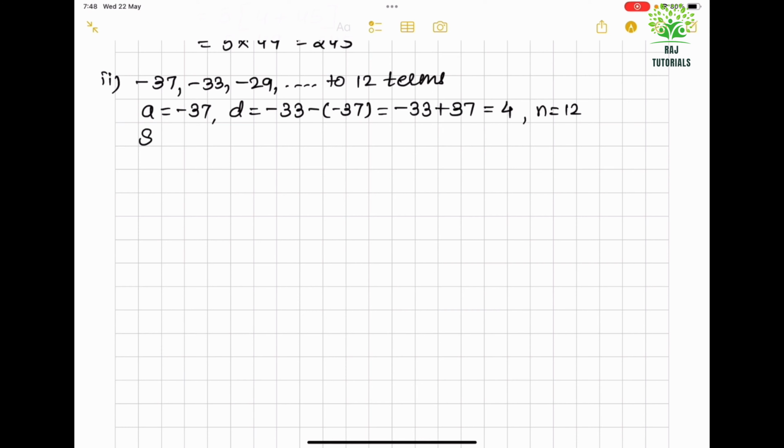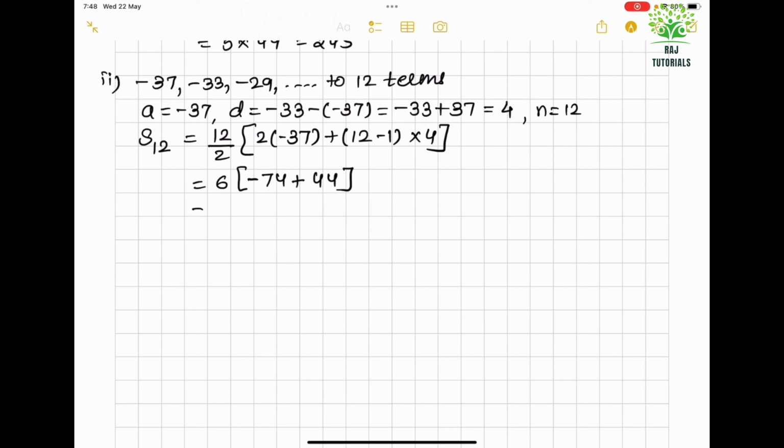So S12 will be 12 by 2 into 2 into minus 37 plus 12 minus 1 into 4. That will be 12 divided by 2 will be 6. 2 into 37 and minus. So minus 74 plus 11 4s are 44. So 6 into minus 30. So that will be minus 180.